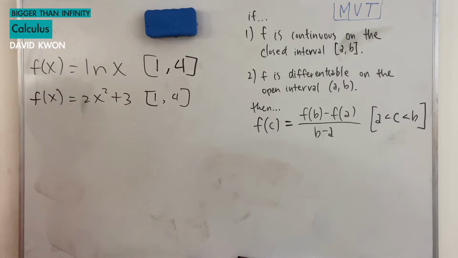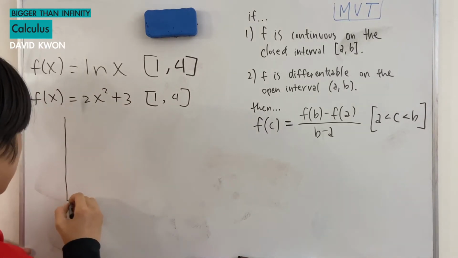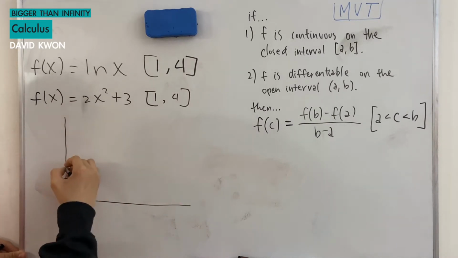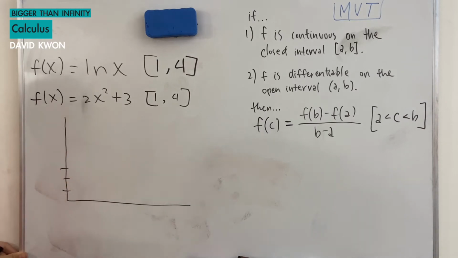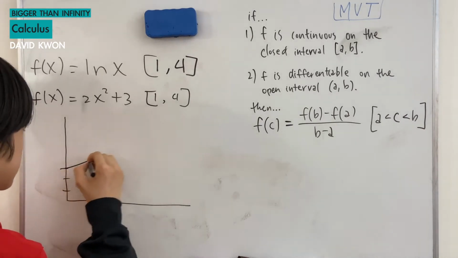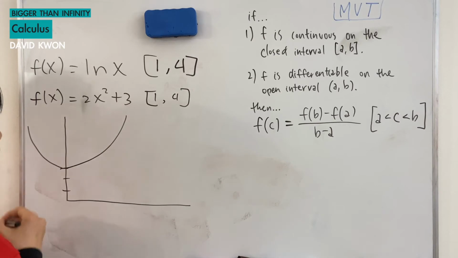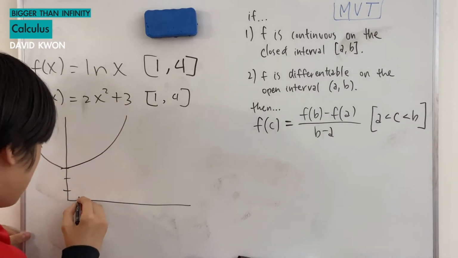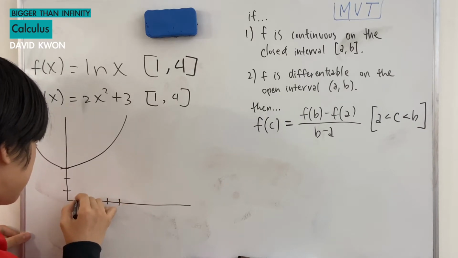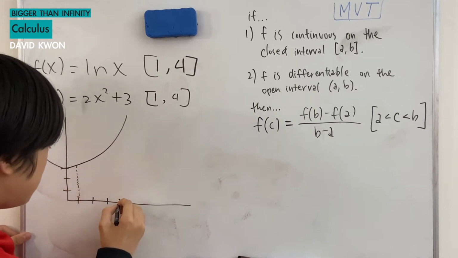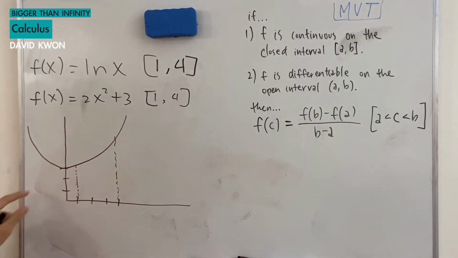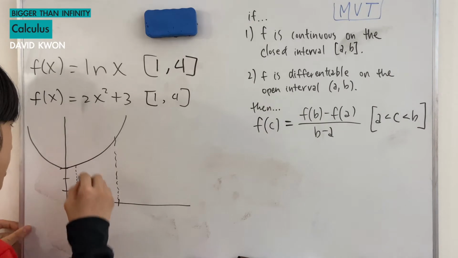Now what I have to do is graph this. Graphing it, we have 1, 2, 3, and it begins with a very flat x squared graph. But we want the interval from 1 to 4, so we have 1, 2, 3, 4. So right here to right here. From 1 to 4, let's draw a straight line.